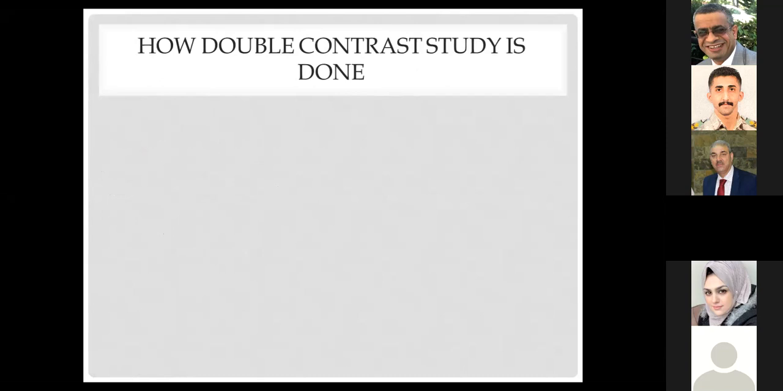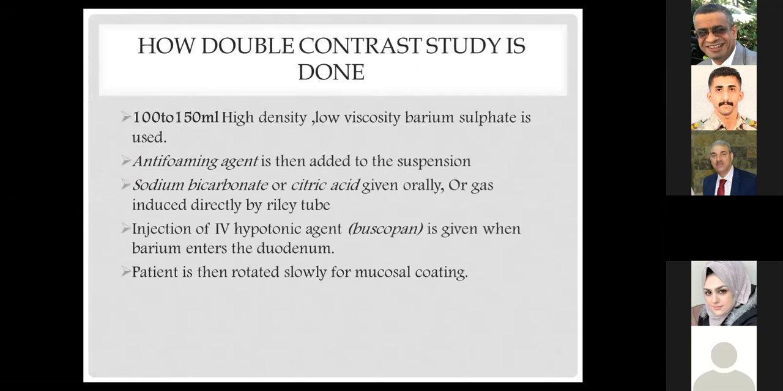How is a double contrast study done? First, 100 to 150 ml of high density, low viscosity barium sulfate is used. Then an antifoaming agent is added to the suspension. Sodium bicarbonate or citric acid is given orally, or gas is induced directly by a Rayleigh tube.